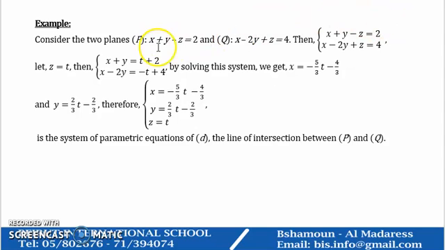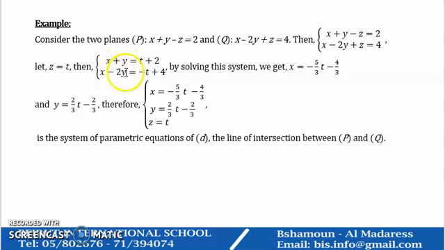If we take the system x plus y minus z equals 2, x minus 2y plus z equals 4, we have two equations and three unknowns. What can I do? I can move z to the other side. Also, I can replace z by t, supposing that z is any real parameter. So for z equals t, we obtain x plus y equals t plus 2, and x minus 2y equals minus t plus 4.